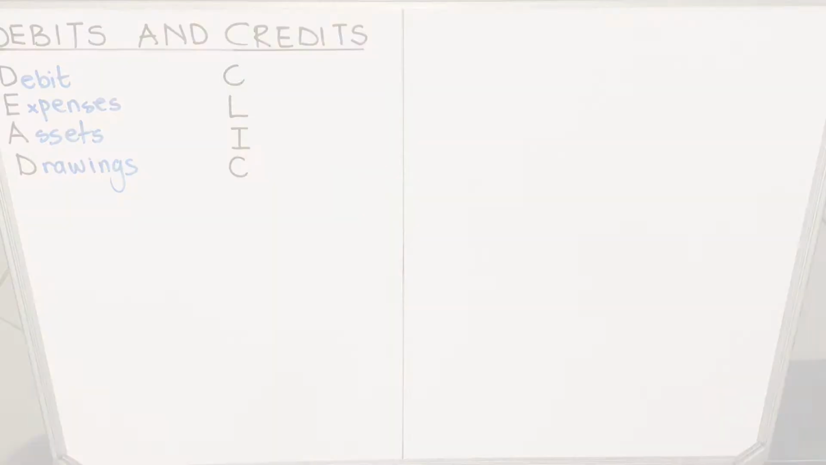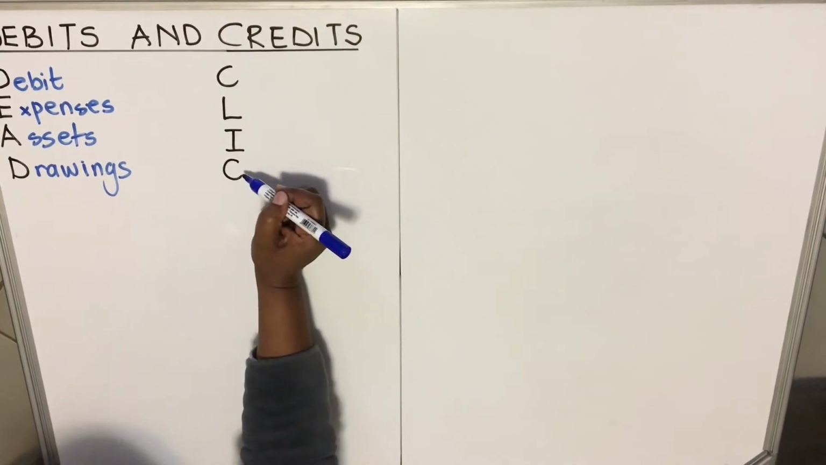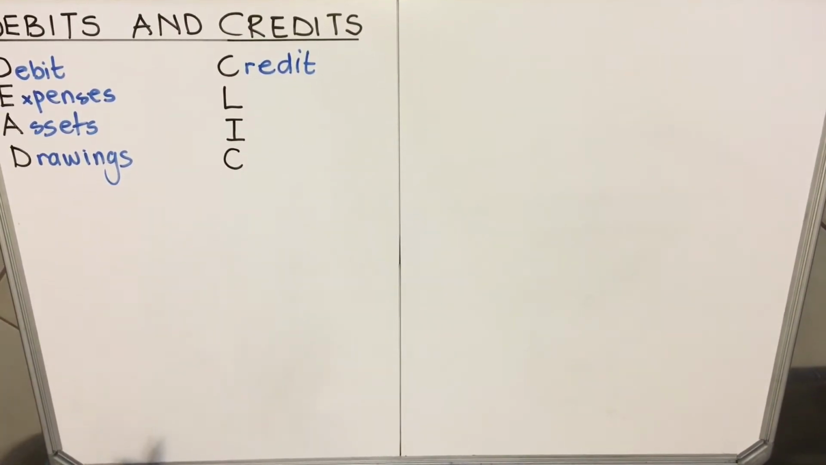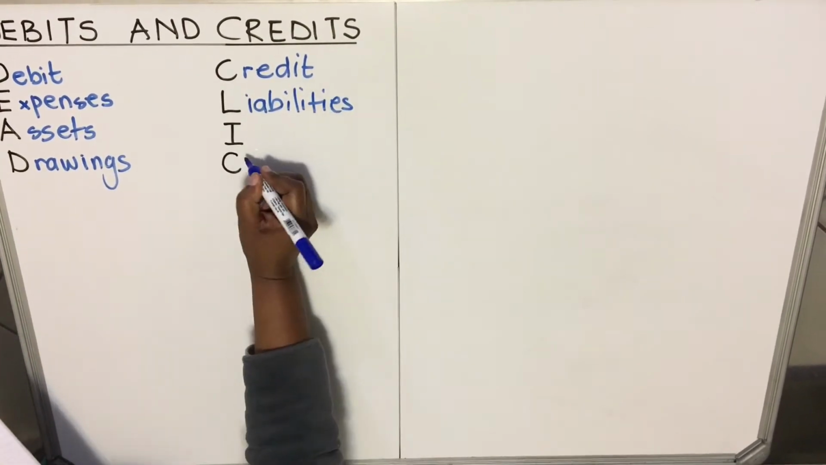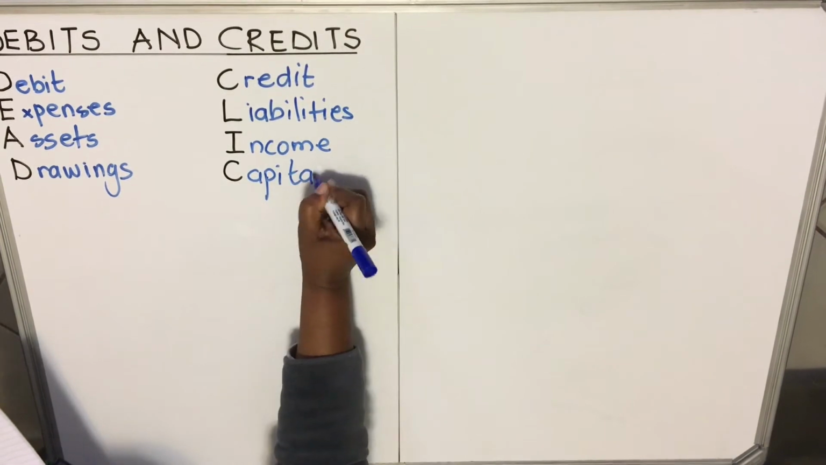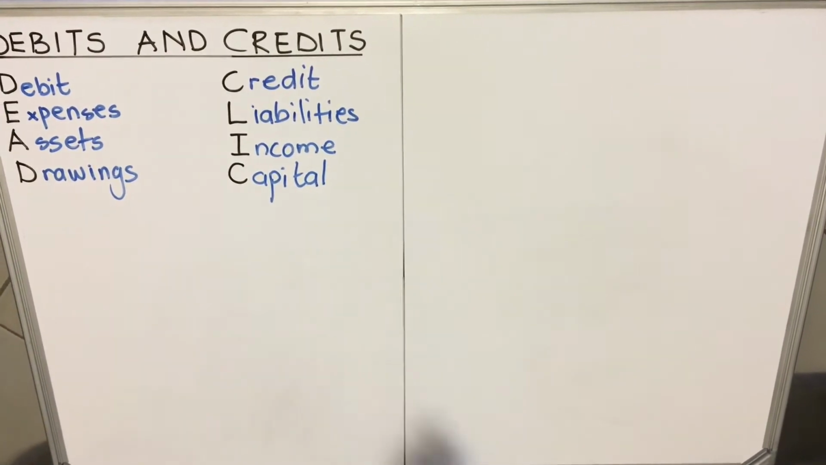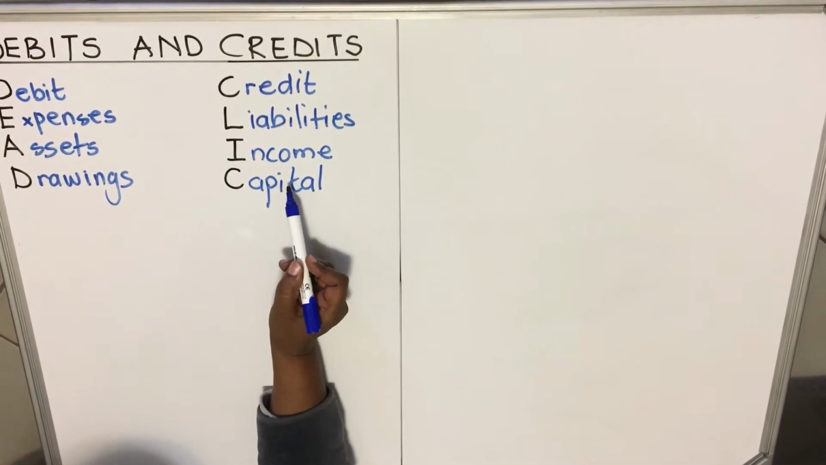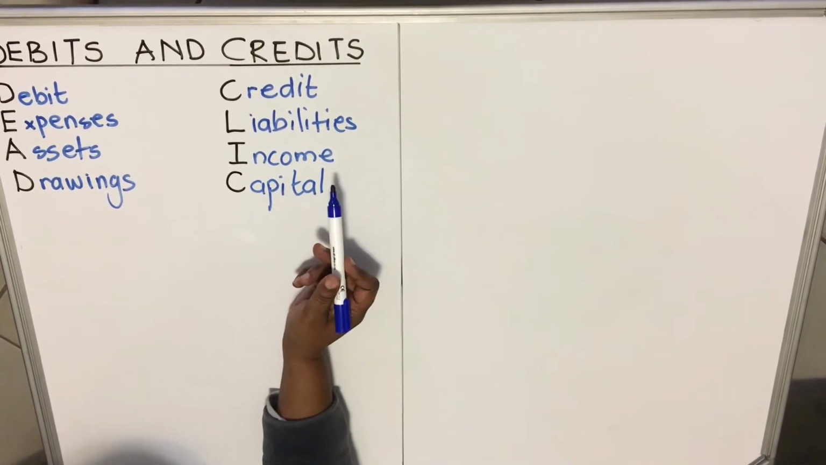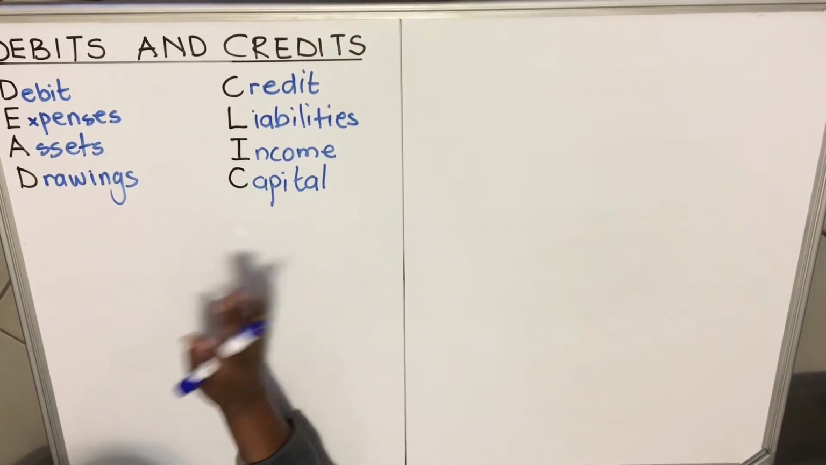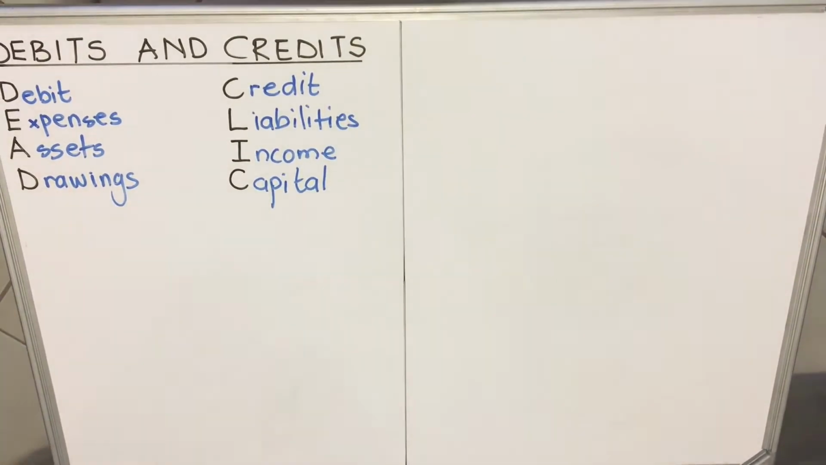Let's do the other acronym. The next acronym is CLIC. It stands for credit, liabilities, income, and capital. Now, you want to credit liabilities, income, and capital when they become more, when they increase. And then when they decrease, you debit them. Let's look at examples.